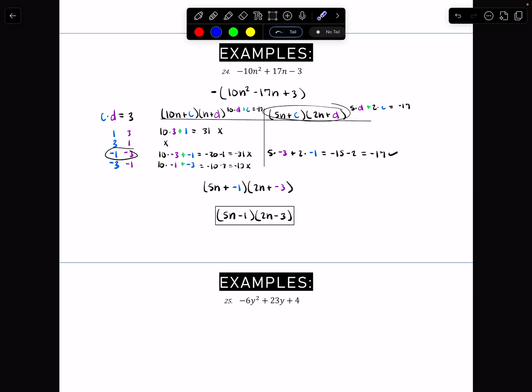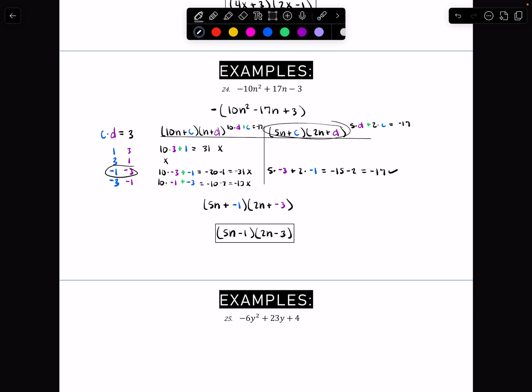Practice a lot because that's how you're going to start to get to the point where you'll be able to see this guy as easily as you see this guy.